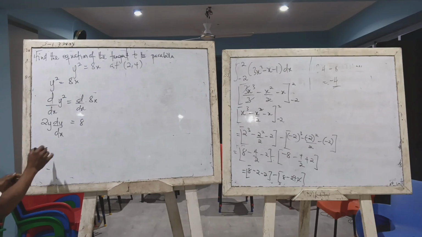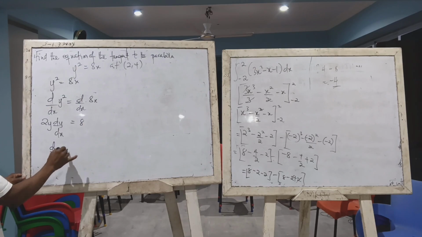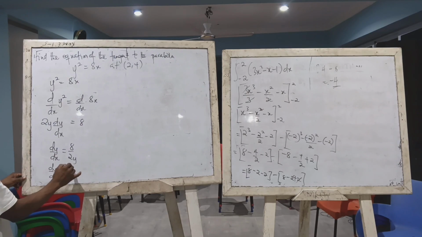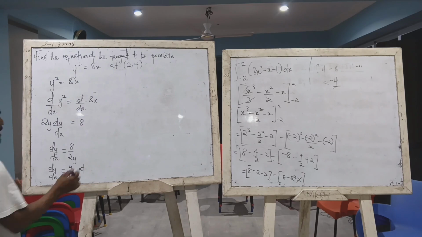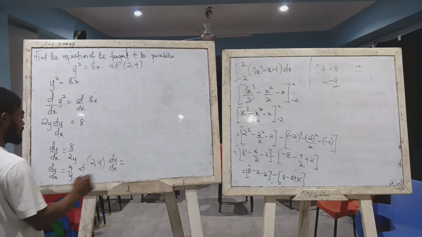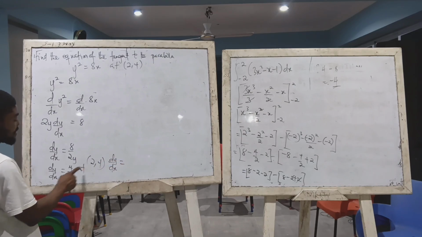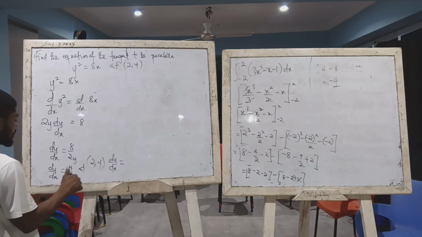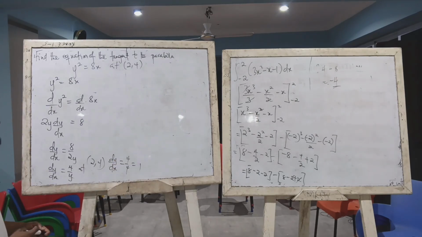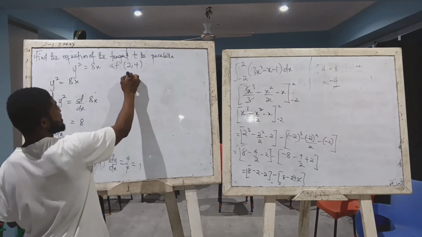Now we can make dy dx the subject, and then dy dx is equal to 4 on y. So at the given point 2, 4, if there was any value for x we would have substituted 2, but because there is no x in it, we use y: 4 on 4, which is equal to 1. And so we now have the gradient, m, being equal to 1.